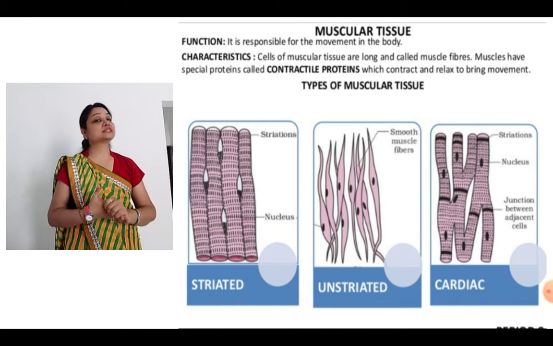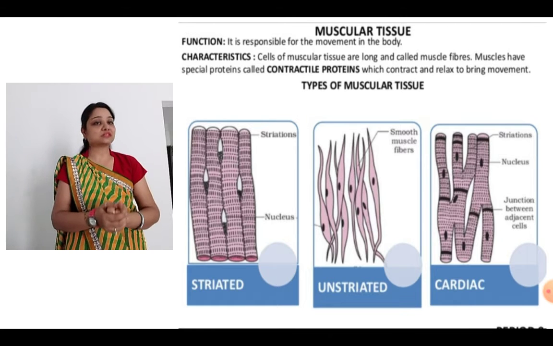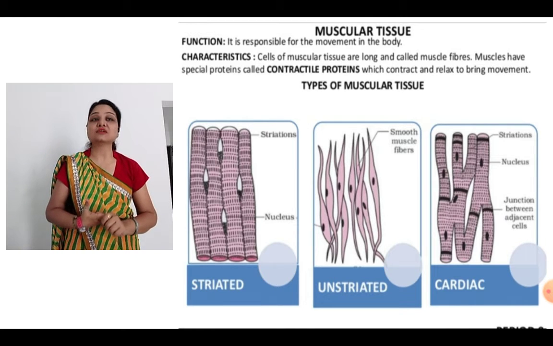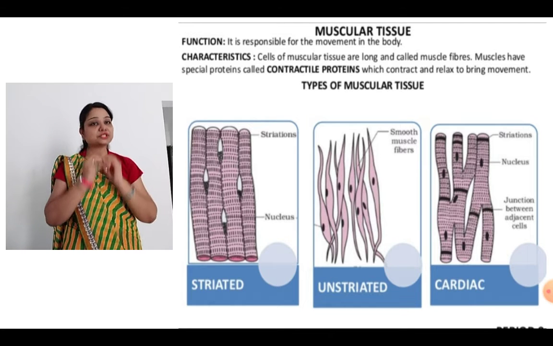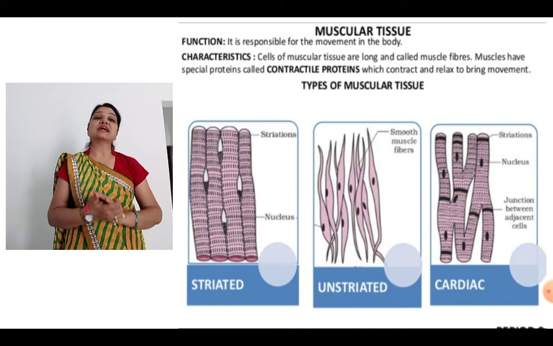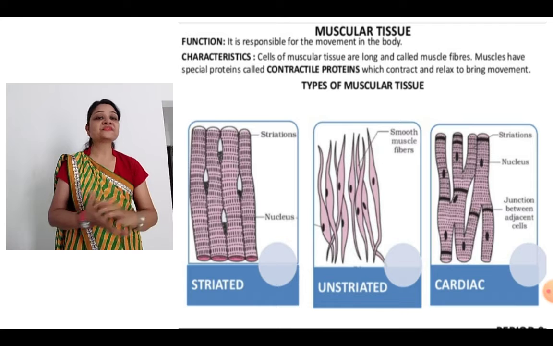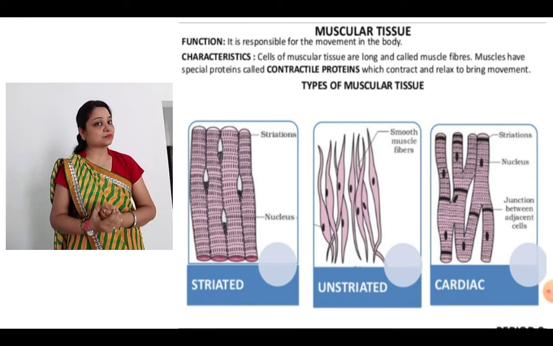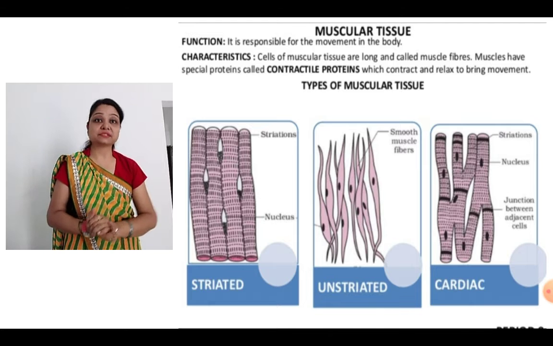Its main characteristics: the cells of muscular tissue are long. As you can see on the screen, the cells are mostly long and they are called muscle fibers. The muscles have special proteins called contractile proteins. Keep it in your mind, they contract and relax to bring about movement. Now there are three types of muscles in our body: striated muscles, unstriated muscles and cardiac muscles.